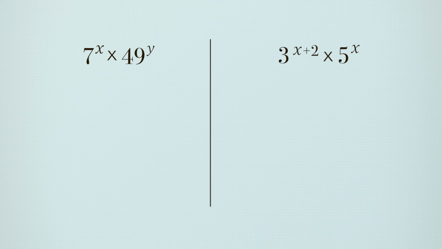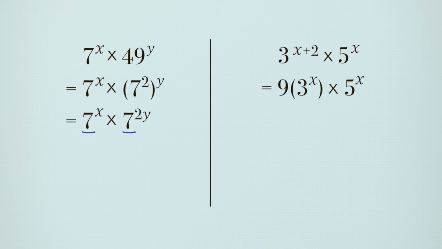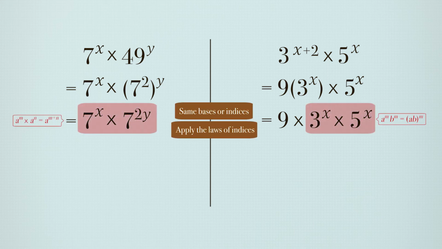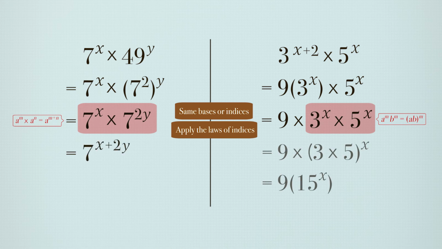So what have we learned? To multiply index forms like these, either the bases or indices must be the same so that we can apply suitable laws of indices and simplify the expression.